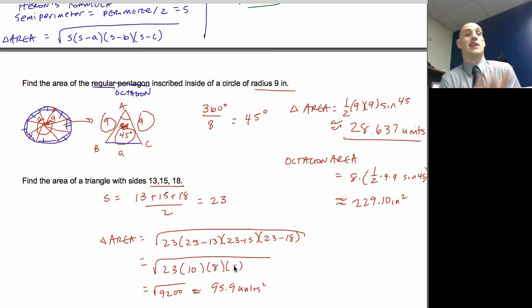What does it mean? Well, that was a lot easier than having to divide, but you have to go with the information that you have. So we had a side angle side case, where we used our 1/2 AB sine C. And then we have the side side side case where we can find the area knowing the three sides and using Heron's formula.